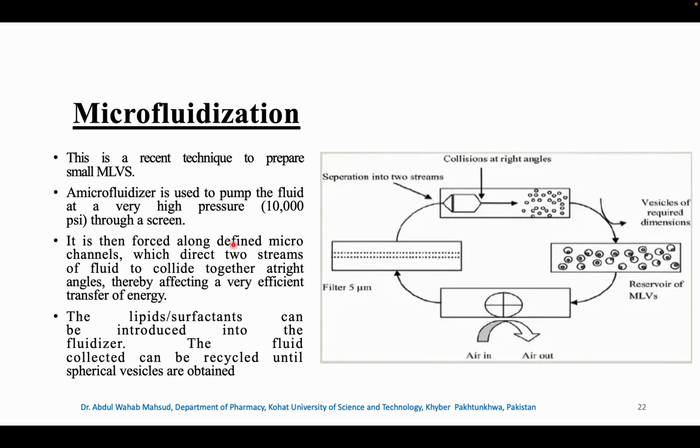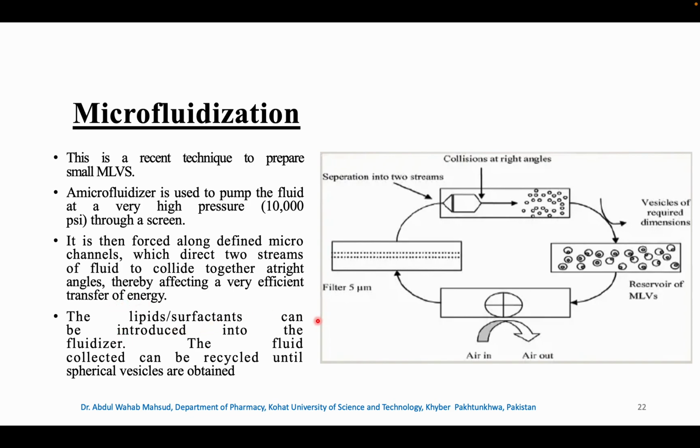Microfluidization. It is the microfluidization technique as you can see in this picture, which is used for the preparation of niosome, and this method can also be used for the preparation of liposome. This is a recent technique to prepare small multilaminar vesicles. A microfluidizer is used to pump the fluid at a very high pressure through a screen. It is then forced along defined microchannels which direct two streams of fluids to collide together at right angles, thereby effecting a very efficient transfer of energy.